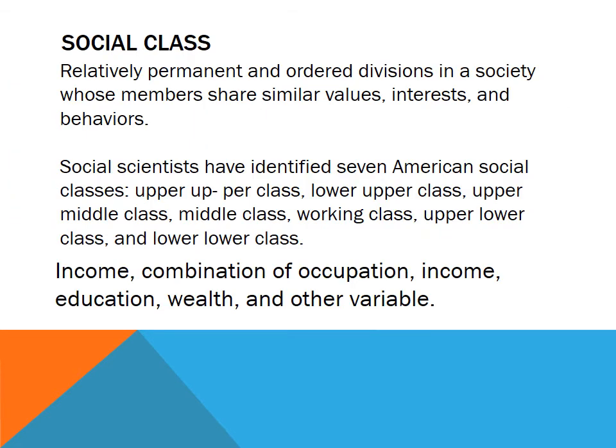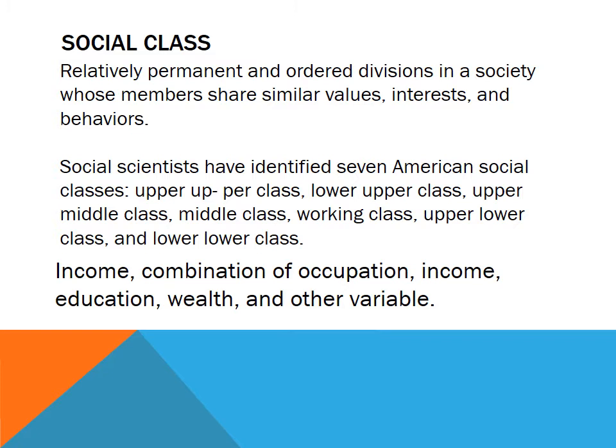Social class is also part of a culture. According to its definition, it is a relatively permanent and ordered division in a society whose members share similar values, interests, and behavior. A social scientist has identified seven American social classes such as upper class, lower upper class, middle class, working class, upper lower class, and lower class. And how do you determine social class?